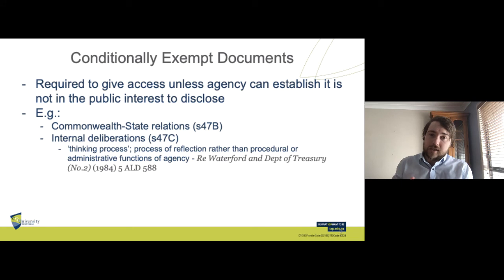Commonwealth-state relations is another good example because the Australian Federation as a whole relies on a certain amount of goodwill between the Commonwealth, the federal government, and the state governments.